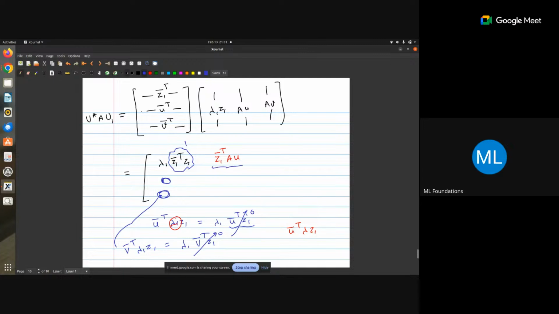But about this one, I cannot say anything. There is some quantity. Similarly, what about here? This will be Z conjugate transpose AV. And similarly we have other quantities here: U bar transpose AU, here U bar transpose AV, and here V bar transpose AU and V bar transpose AV. Is that fine? Yes, sir.